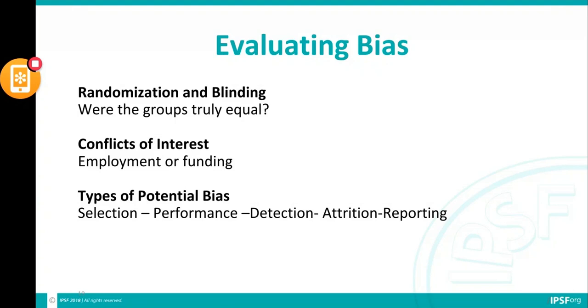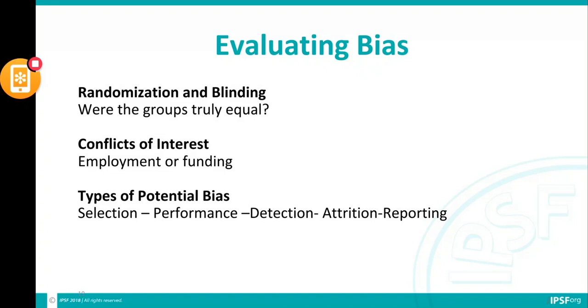So this is just going to talk a little bit about bias and how that arises. So at the baseline, bias results from randomization and blinding. So an inherent form of bias is the groups weren't truly equal to begin with. So therefore, our outcomes are going to be biased and not as reliable because we're not sure that each group was impacted in the same way.